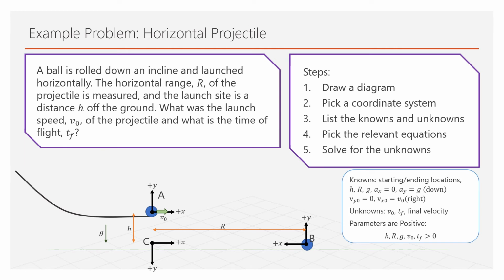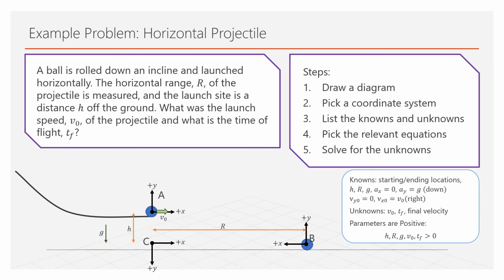And here are our knowns. We know the starting and ending locations, we know h, we know r, we know g, we know that the horizontal acceleration is 0, we know that the vertical acceleration is g and downward, we know that the initial y component of the velocity is 0, and we know that the initial x component of the velocity is v0 and it's pointing to the right. We do not know v0, which is the launch speed. We do not know the time of flight. We also do not know the final velocity. But fortunately for us, we don't need to find the final velocity in this particular problem.